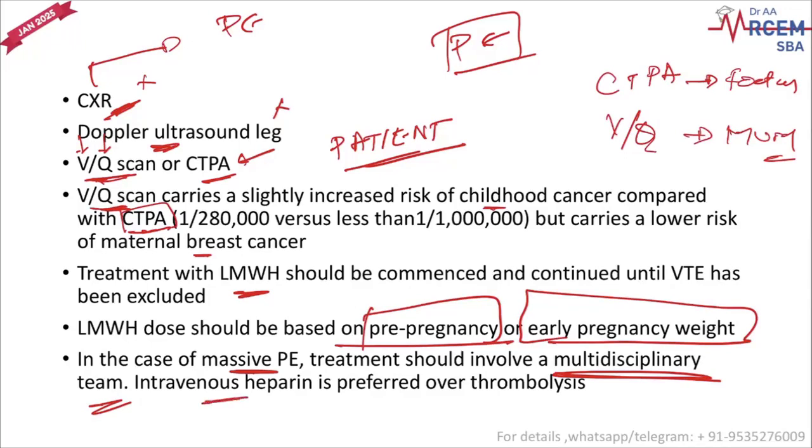Most of the time, they end up choosing intravenous heparin. If the blood pressure is even borderline, they will go ahead with that. Unless the mother is about to die, they do not thrombolyze. This is for your practical purposes. For exam purposes, it's a multidisciplinary approach. What do you need to remember?